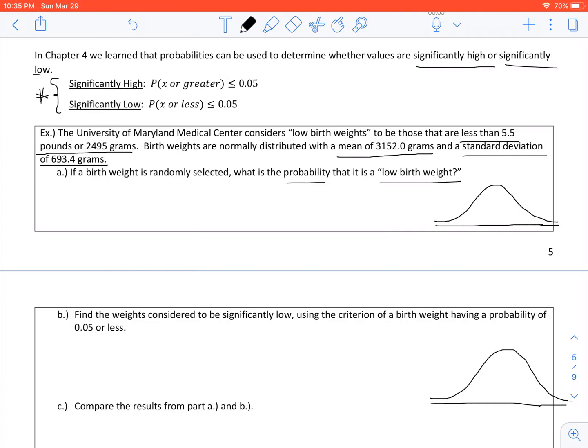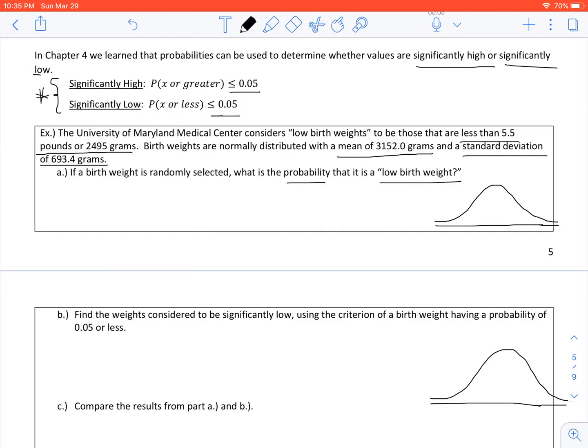Significantly high is that the probability of x or greater, and significantly low is that the probability of x or less. But if both of those values are small, the probability of them happening, it's very unlikely, is considered small or significantly low and significantly high if that probability is less than 0.05.